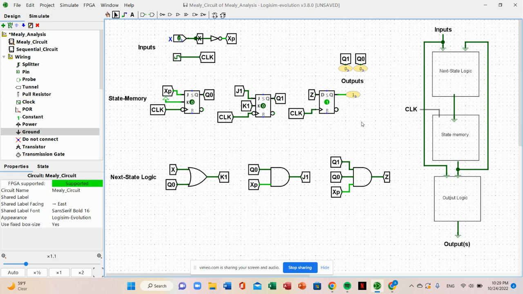And so Moore sequential circuits depend only on past inputs, while Mealy sequential circuits depend on memory and current inputs. So it could do both, and in this case, it's doing both. It's doing the memory, which is past inputs, and then current inputs that are being inserted or sent through the sequential circuit right here.